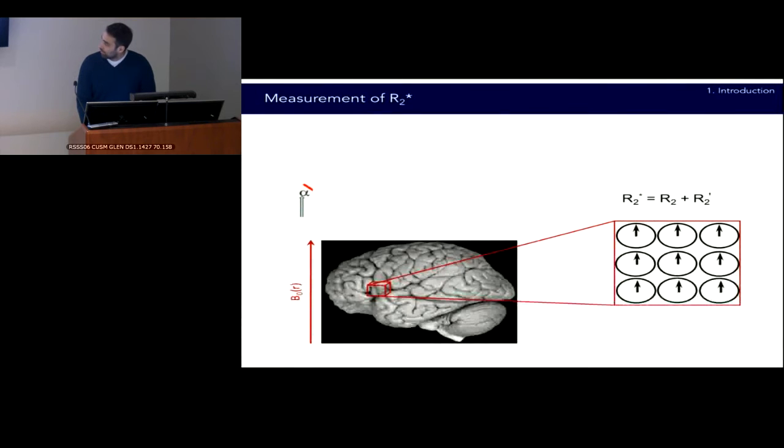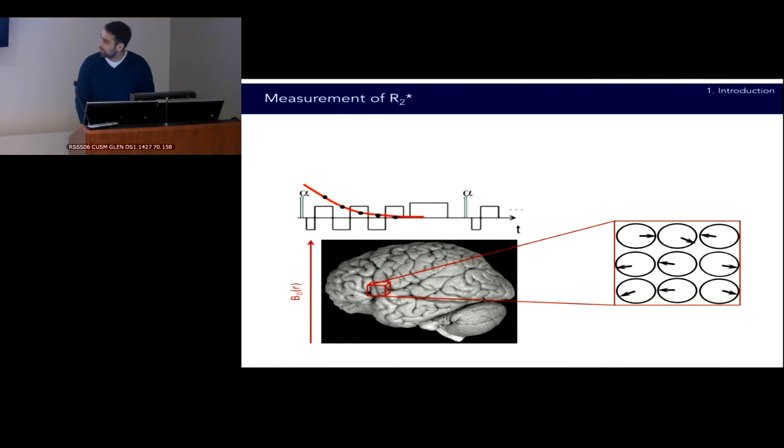And R2 star is measured using a multi-echo gradient echo sequence. Most commonly, there are other techniques, but this is what I'm going to show here. And we can simply represent this sequence. If we look at an image voxel with coherent magnetization prior to the application of an RF pulse, we apply an RF pulse, the spins begin to dephase, and we measure the signal decay in red here at discrete points in time after the RF pulse.